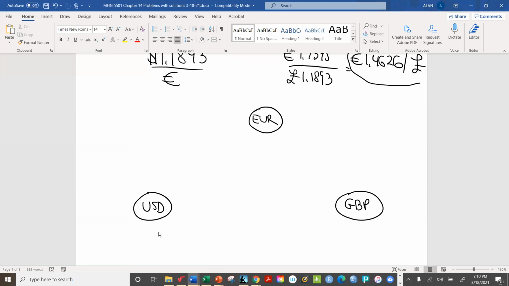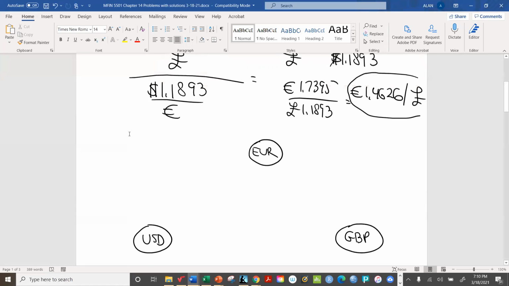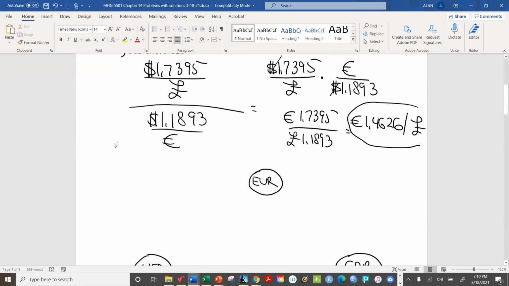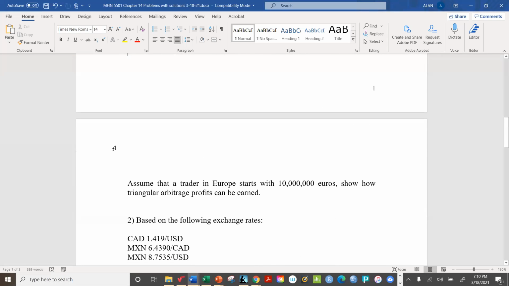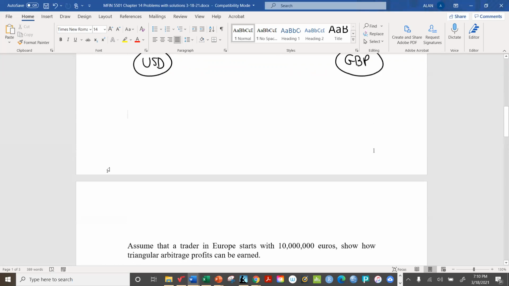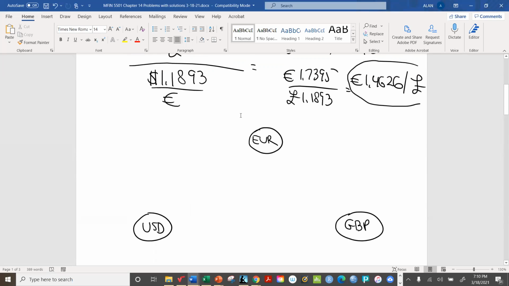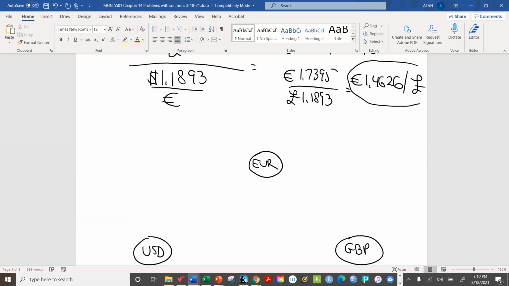Now, we're assuming that this particular trader starts out with 10 million euros. So what we can do is start up here and make it clear that we're starting with 10 million euros.